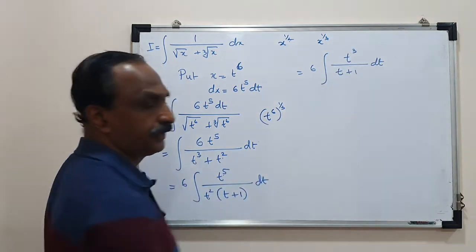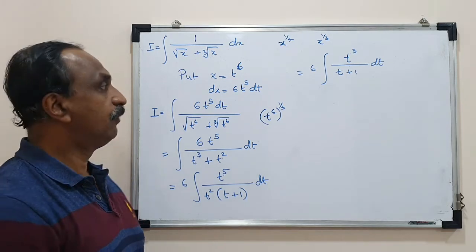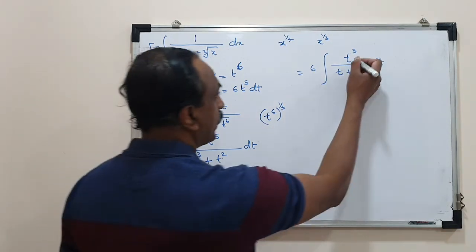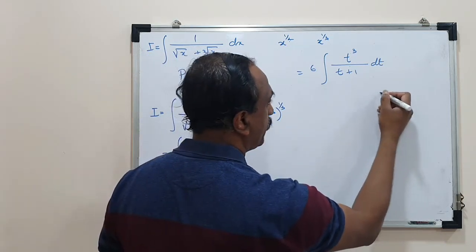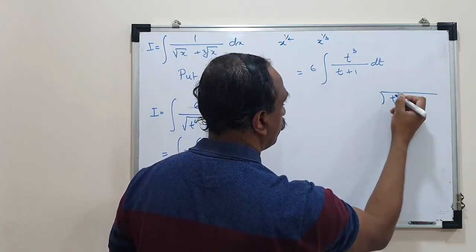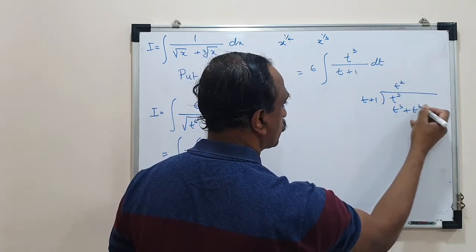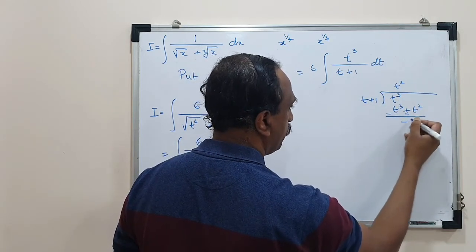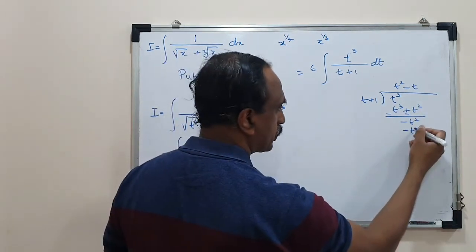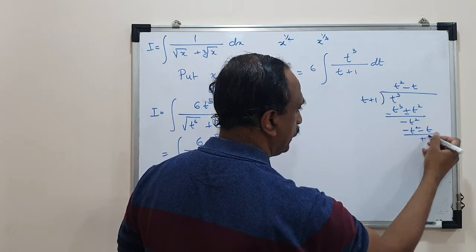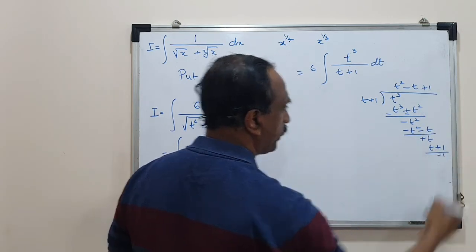Now we can integrate this because the degree of the numerator is greater than the degree of the denominator. One method is division. Otherwise you can add, subtract 1 and separate it and do the problem. I do the most common and easy method by division. So t square times t plus 1 is t cube plus t square. So change the sign, minus t square. So minus t. So minus t square minus t. So it becomes plus t plus 1. So t plus 1. So remainder minus 1.